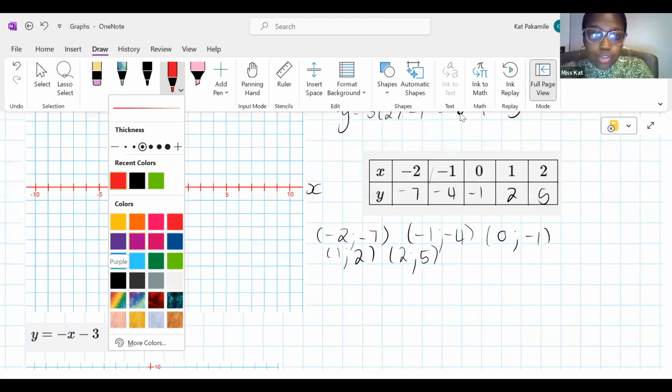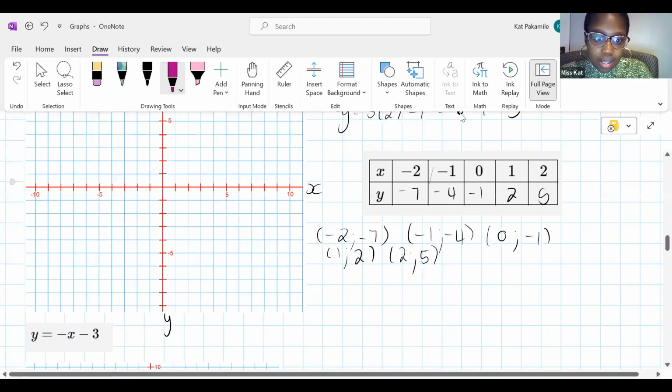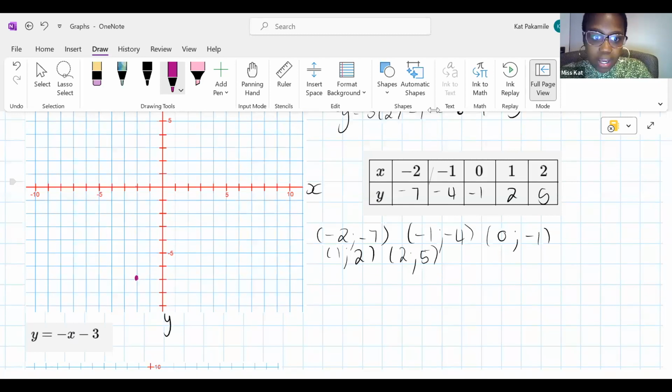So -2 on my x-axis is over there, and it meets with -7, which is all the way down here, and there is point number 1. Okay, -1 meets with -4, which is just above -5. 0 meets with -1. Okay. 1 meets with 2. And 2 meets with 5.